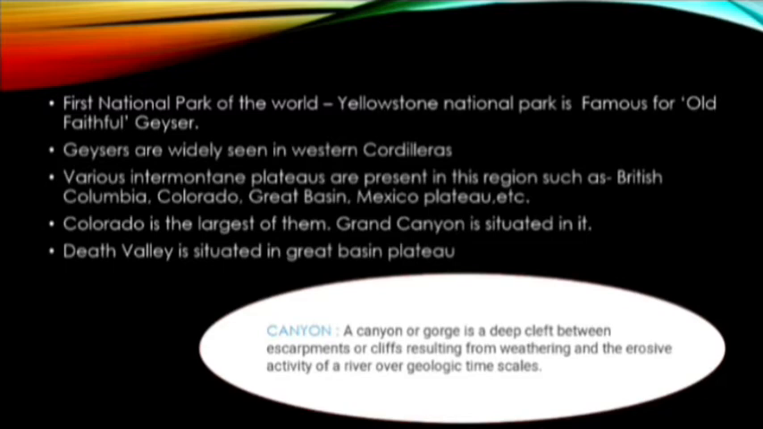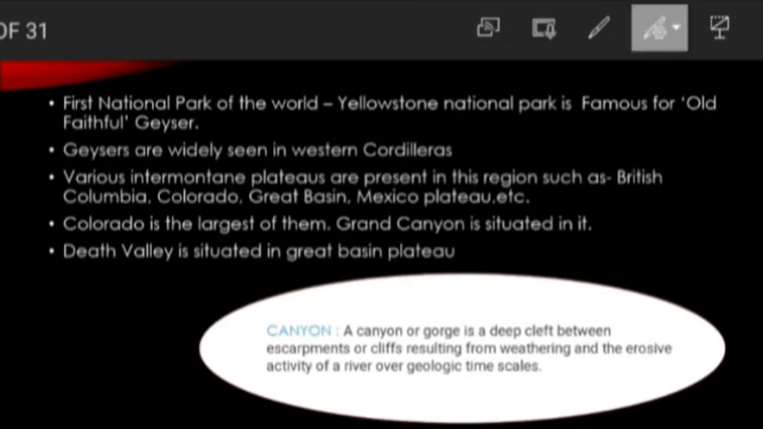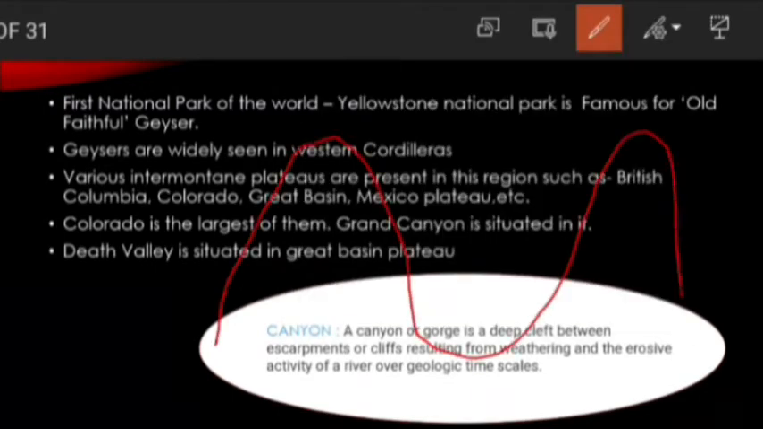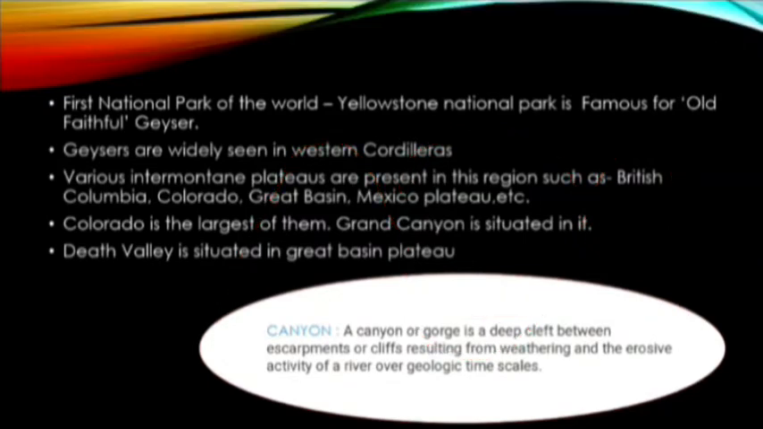Various intermountain plateaus are also present in this region. First of all, let us understand what intermountain plateaus are. Mountains are present like this, and between these mountains, plateaus are situated. So a plateau which is situated between 2 mountains is known as an intermountain plateau. Intermountain plateaus present in this region are Columbia, Colorado, Great Basin, Mexican Plateau, etc. Out of all these, Great Basin and Colorado are most famous. Colorado is the largest of all these plateaus.